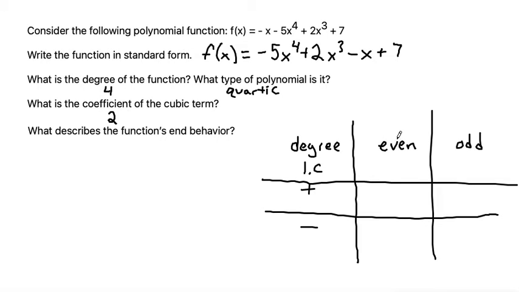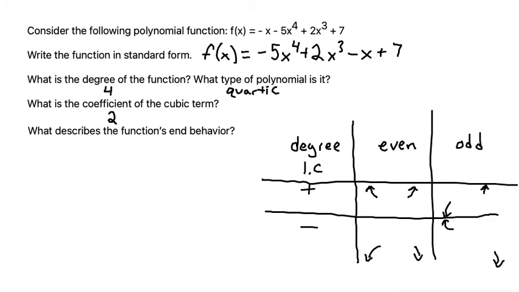So if the degree is even and the leading coefficient is positive, that means the function is going to end going up on both sides. If the degree is even and the leading coefficient is negative, it's going to end going down on both sides. If the degree is odd and the leading coefficient is positive, it goes up to the right and down to the left. And if the degree is odd and the leading coefficient is negative, it goes up to the left and down to the right.